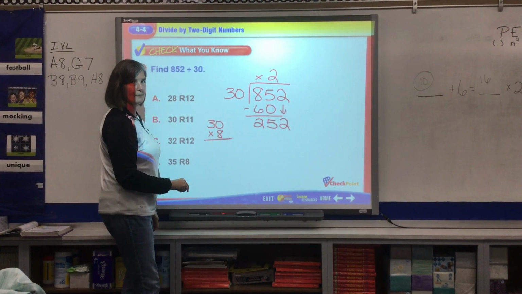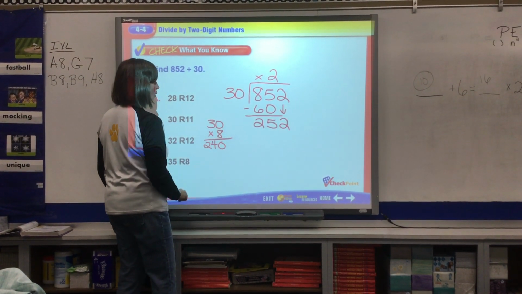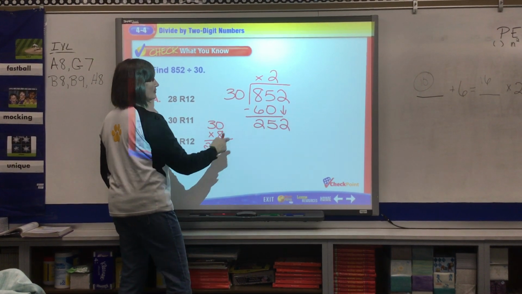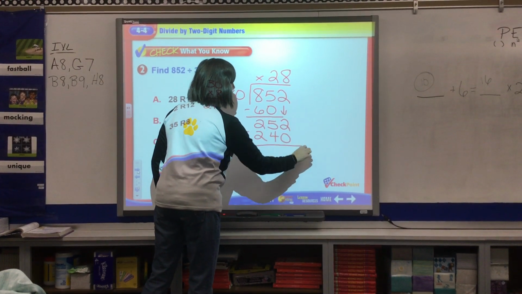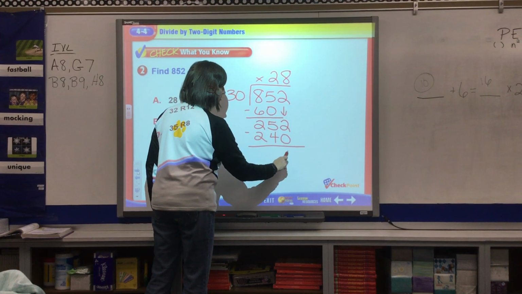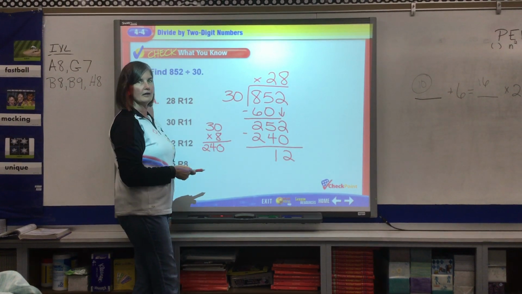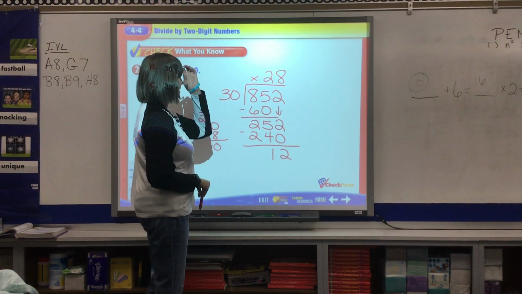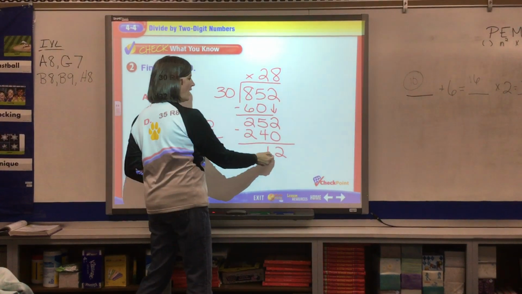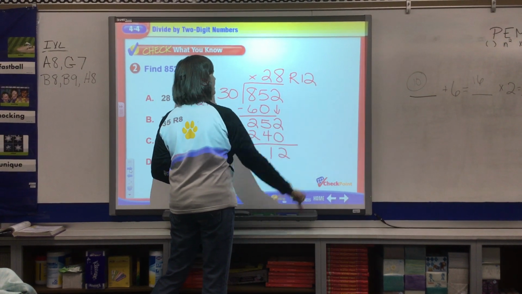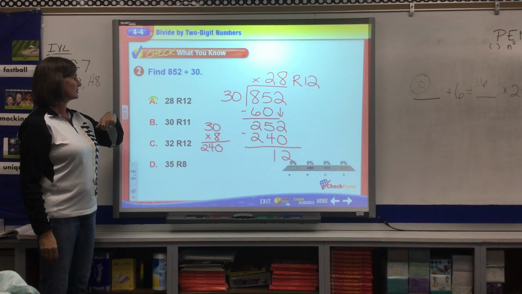So now let's see what happens when we do it 8 times. 8 times 0 is 0. 8 times 3 is 24. So 30 times 8 is 240. If we put the 8 up there and the 240 here, now when we subtract, 2 minus 0 is 2. 5 minus 4 is 1. Is 12 less than 30? Yes, it is. So that's okay. Now we don't have any more numbers to bring down, so we are done. 12 now becomes our remainder, and 28 remainder 12 is the correct answer.